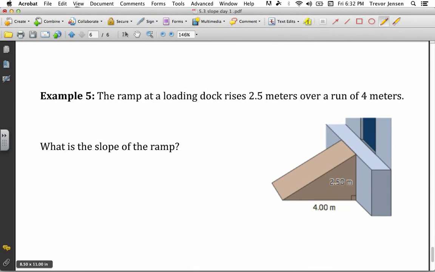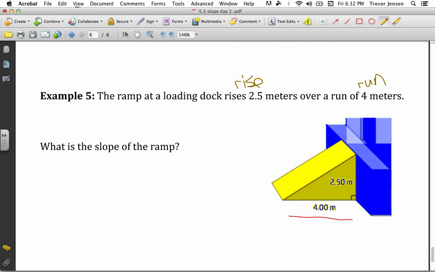Last example we'll do. The ramp at a loading dock rises 2.5 meters over a run of 4 meters. So it gives me the rise. It gives me the run. It asks me to calculate the slope of the ramp. You can use this diagram to help you. It shows you the horizontal distance.